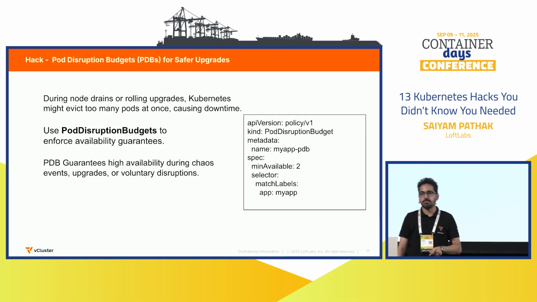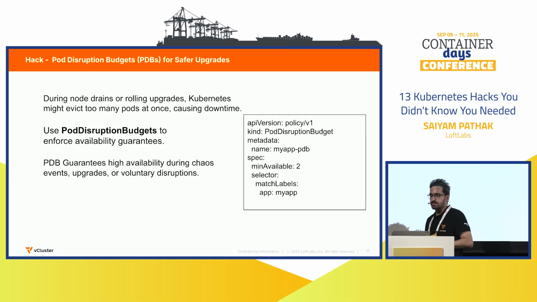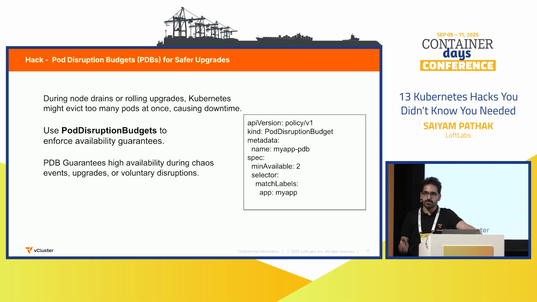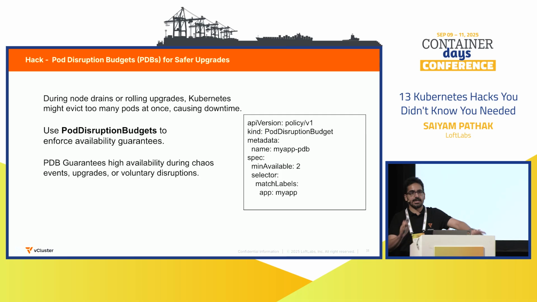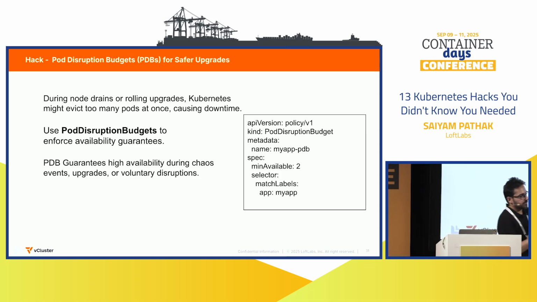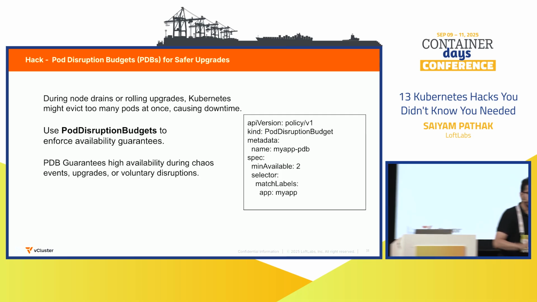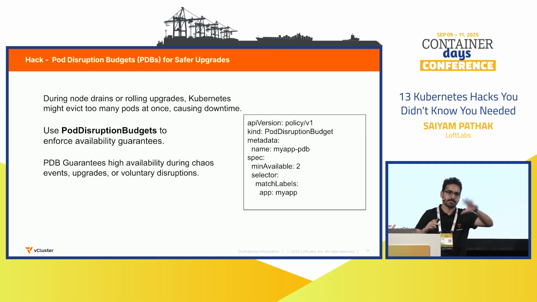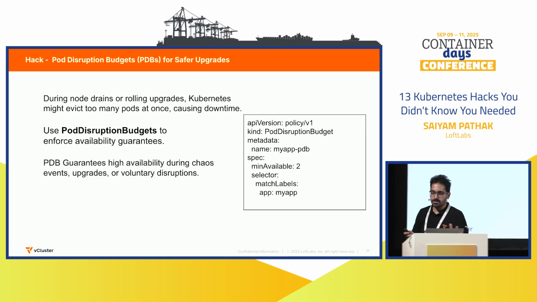So with PDBs, you define the pod disruption budget and say minimum available, which enforces the guarantee. Maybe you have 6 replicas and the minimum is 2. It will create a new node or move pods to the new node. When it sees there are enough replicas matching or above the minimum, it will start draining the other ones. It is helpful when there are node drains, upgrades, or other voluntary disruptions.